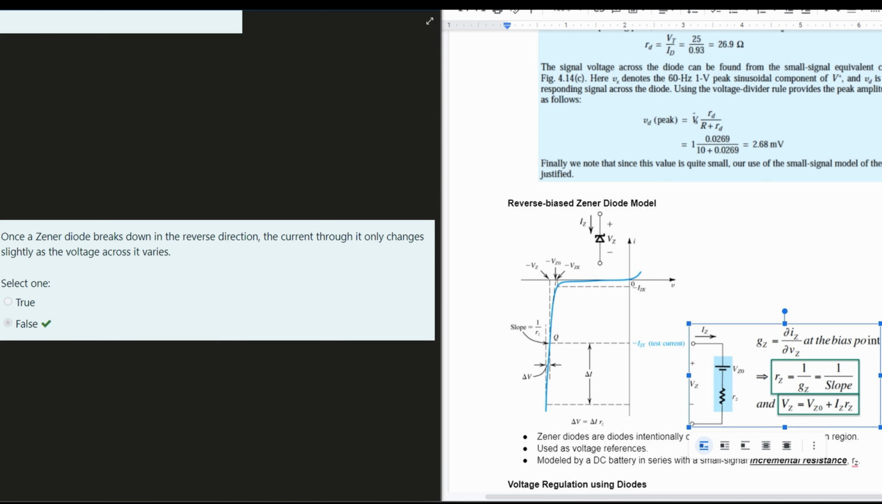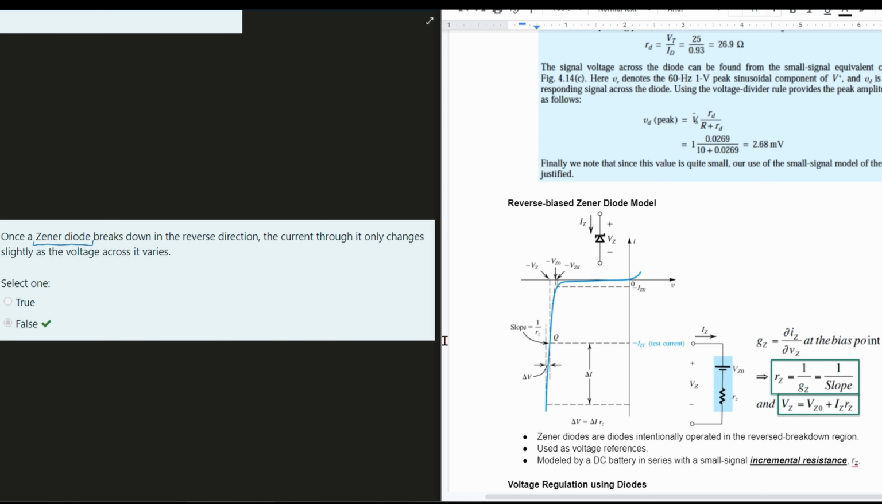Well, if we look at this, the first thing that we're going to be looking at is that it's a Zener diode. So in the notes linked below the like button, we can just do a Control F and look for our reverse bias Zener diode model, and we're going to have a diagram that looks like this. Zener diodes are diodes intentionally operated in the reverse breakdown region. They're used as voltage references. We've noted this a little bit before.